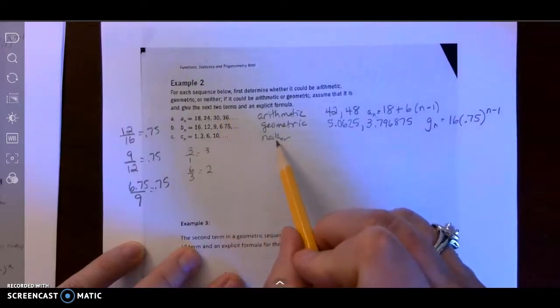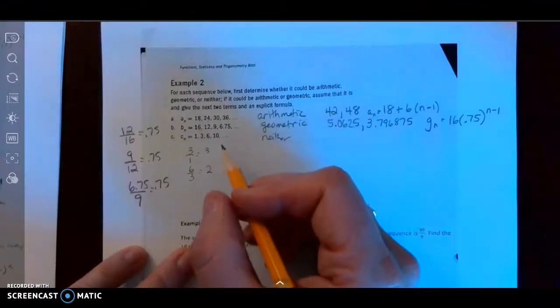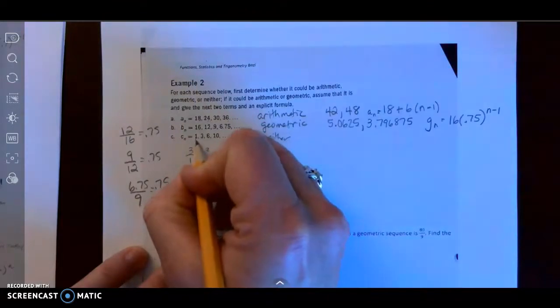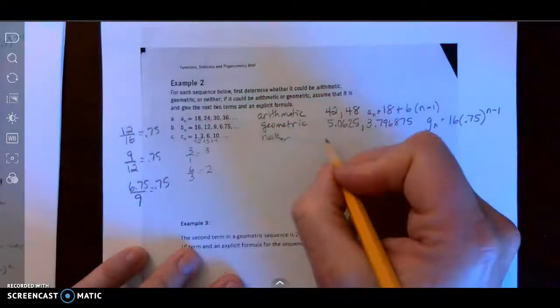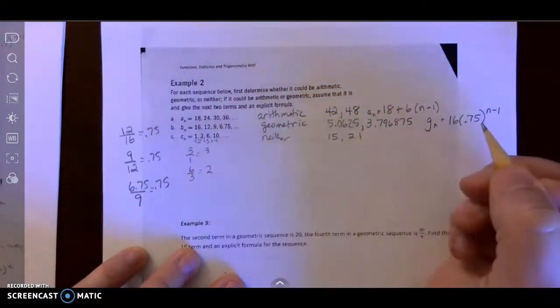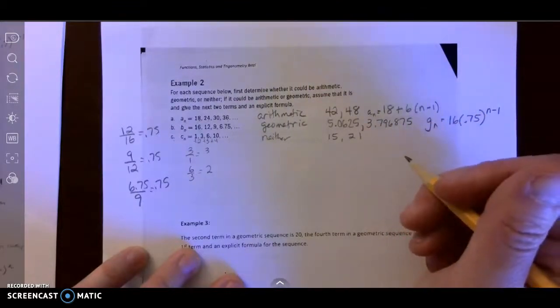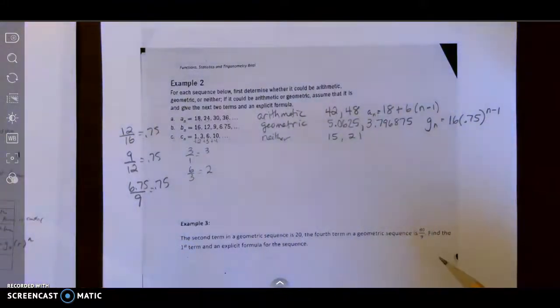And I could probably figure out the next two terms. Let's see, this is plus 2, plus 3, plus 4. So the next term will be plus 5 and then plus 6. But I can't write a formula for it. Let's go on to example 3.